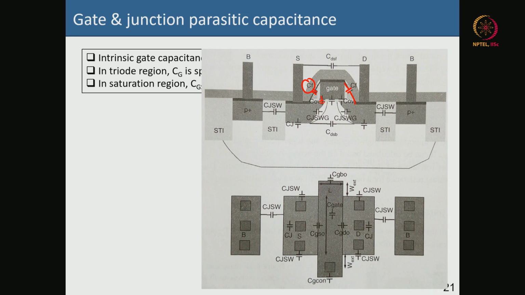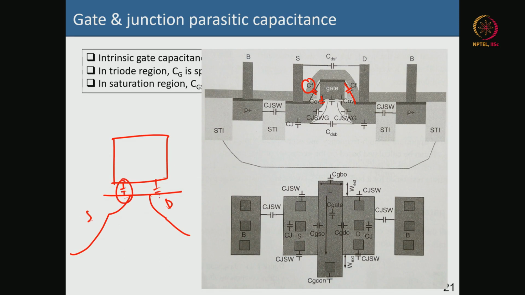This is overlap capacitance. What happens is that you have a gate, you have an oxide here, but the source is coming like that, and the drain is coming like that. So this overlap is your gate-drain overlap capacitance. You can call it COV or something else also, but this is your overlap capacitance.